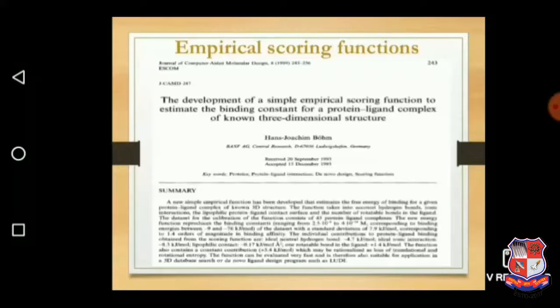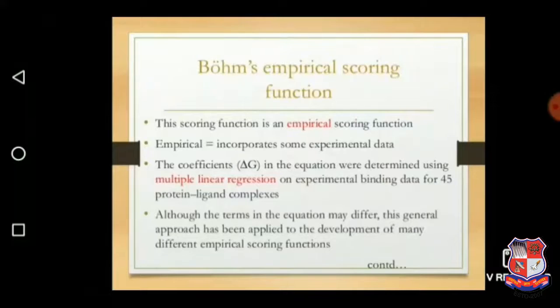Empirical scoring function: this is an illustration from one article. The development of a simple empirical scoring function to estimate the binding constant for a protein ligand complex of known three-dimensional structure. So using the three-dimensional structure, we are able to understand the binding constant. Bohm's empirical scoring function. Empirical means incorporating some experimental data. The coefficients, delta G, that is the Gibbs free energy, in the equation were determined using multiple linear regression on experimental binding data for 45 protein ligand complexes.